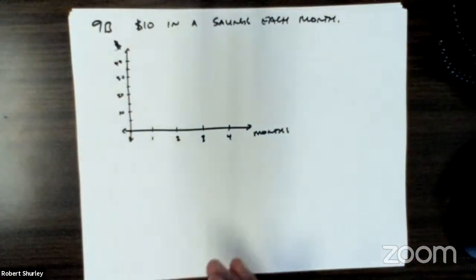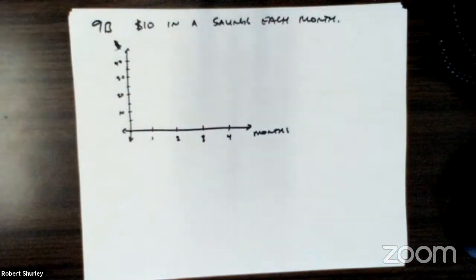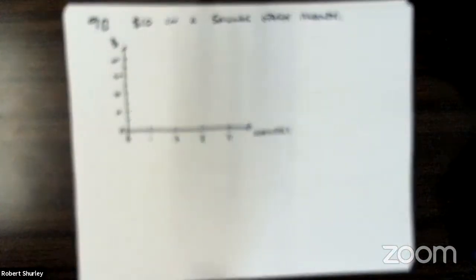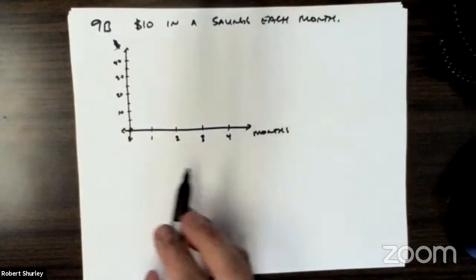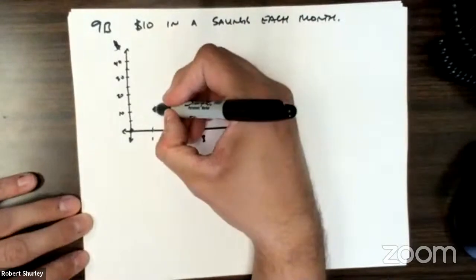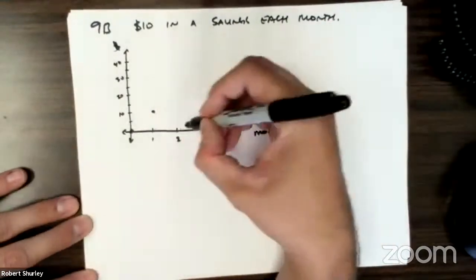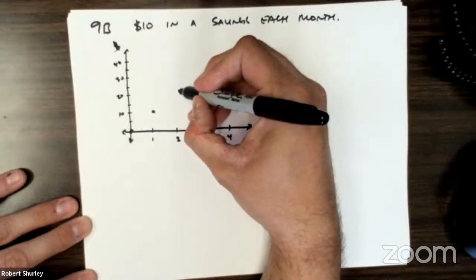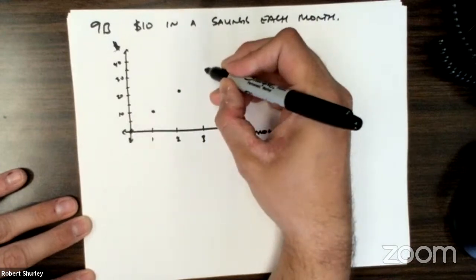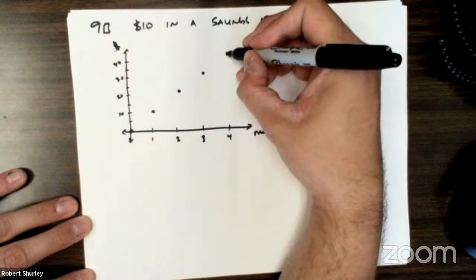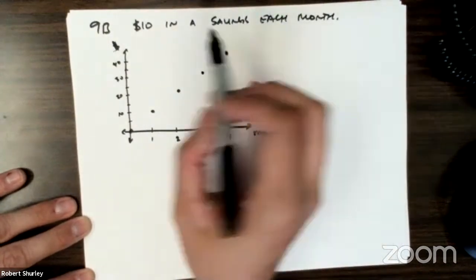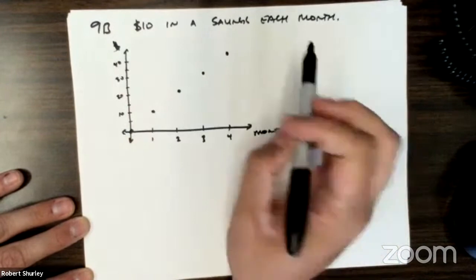Okay, so let's graph this example. At the very beginning, we have $0, right? So we're right here. And then after the first month, we're going to put $10 in. Boom, we're right there. The second month, we're at $20. The third month, we're at $30, right? The fourth month, we're at $40. And what you notice is it creates a straight line because it's a constant change each month.